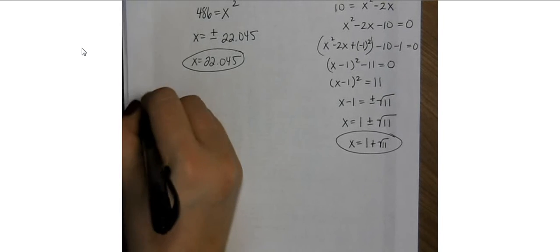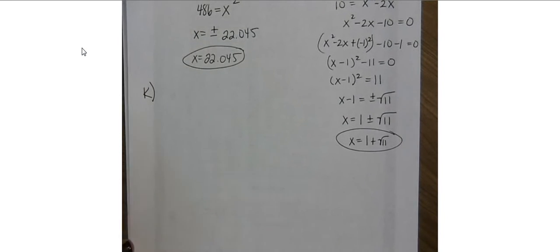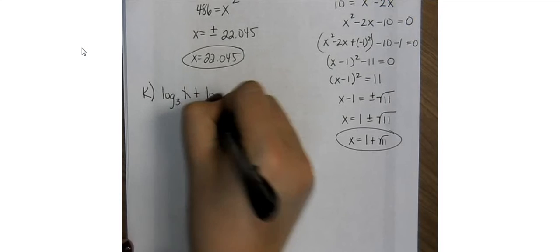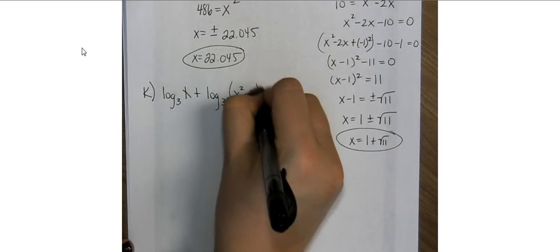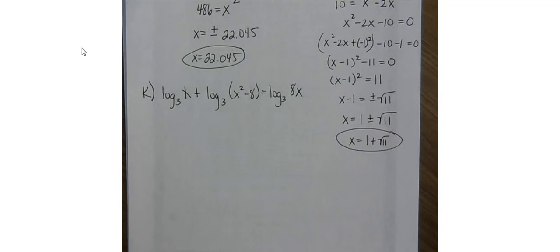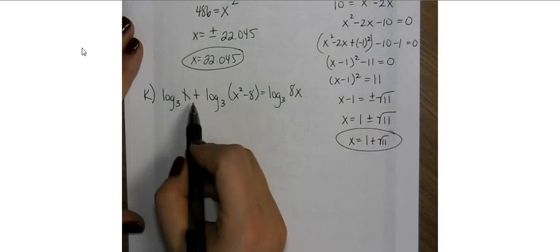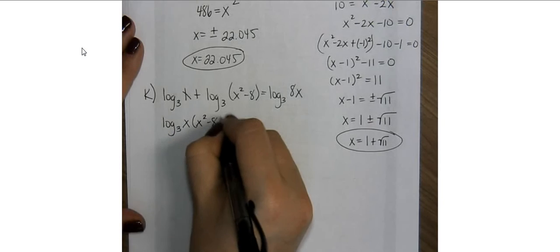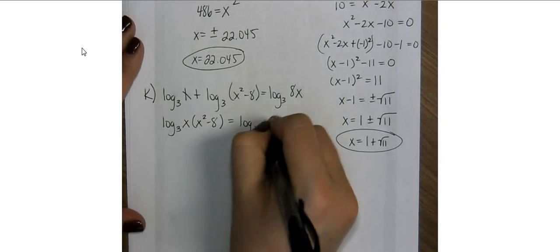Moving on. So k, we have log base 3 of x plus the log base 3 of x squared minus 8 equals the log base 3 of 8x. All right, so what I'm noticing here is I have log base 3 all along. So I'm guessing I'm going to have to condense these. So that's what I'm going to try to do first, and then I'm going to try to apply the one-to-one property. So addition can be combined through multiplication. So I have x times x squared minus 8 equals log base 3 of 8x.